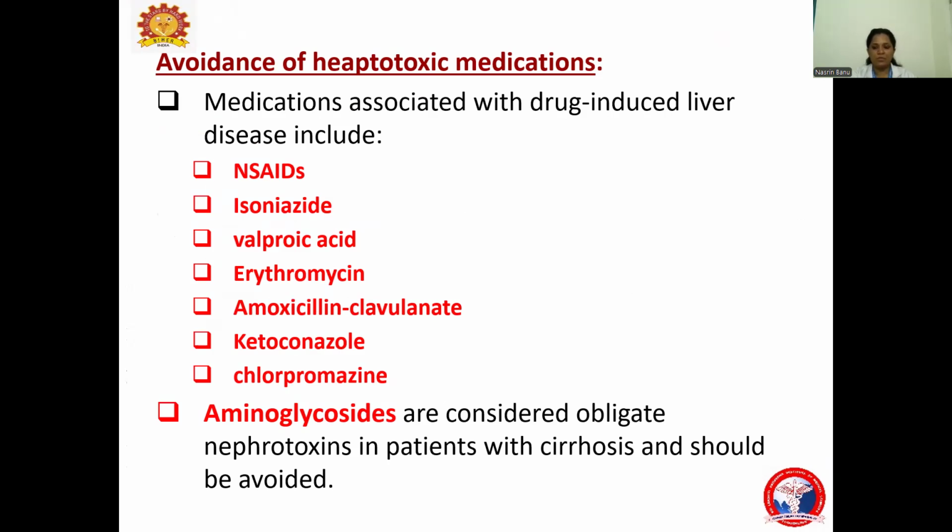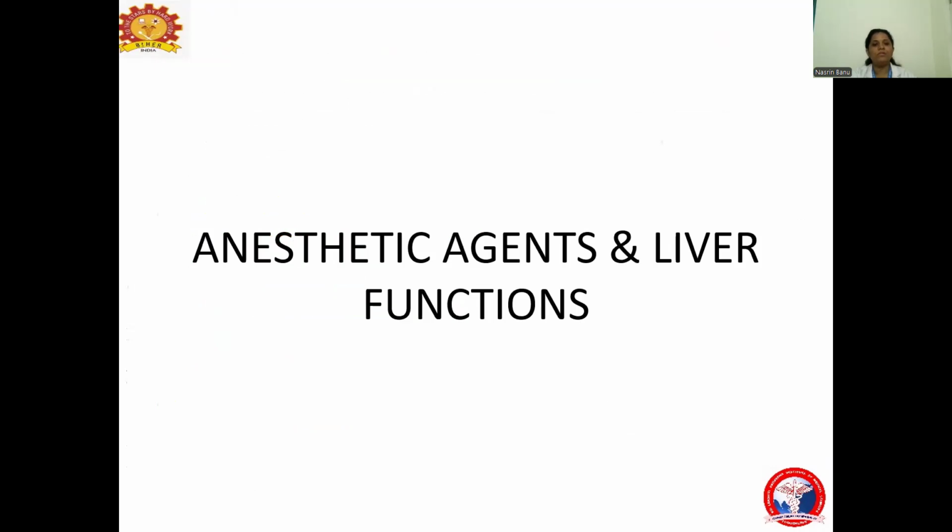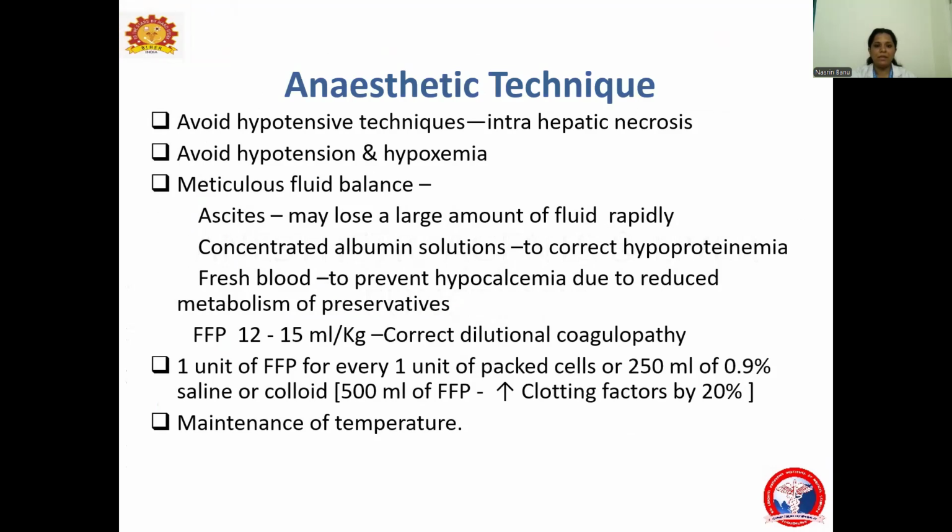So the take-home message would be avoidance of hepatotoxic medications like NSAIDs, valproic acid, erythromycin, ketoconazole, and chlorpromazine. So talking about the anesthetic agents and liver functions, the anesthetic techniques: avoid hypotensive techniques, avoid hypotension and hypoxemia. Ascites: a large amount of fluid should be drained.